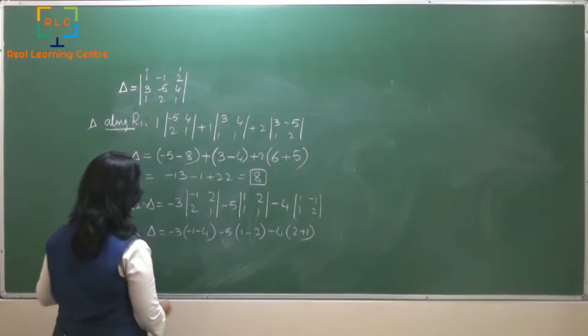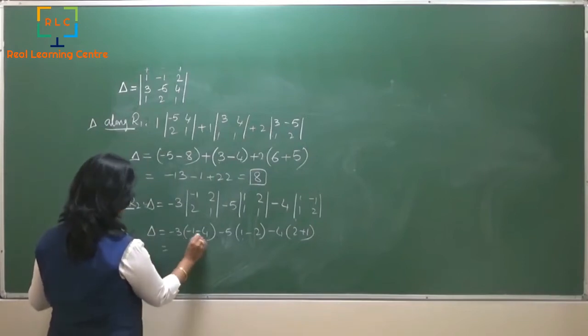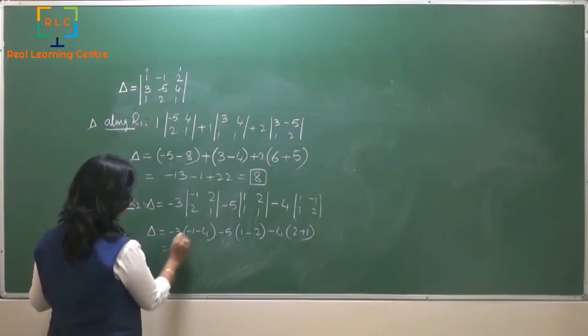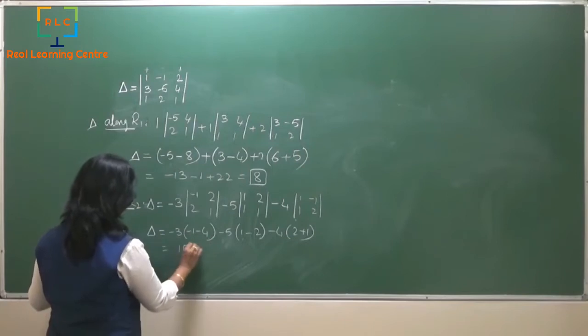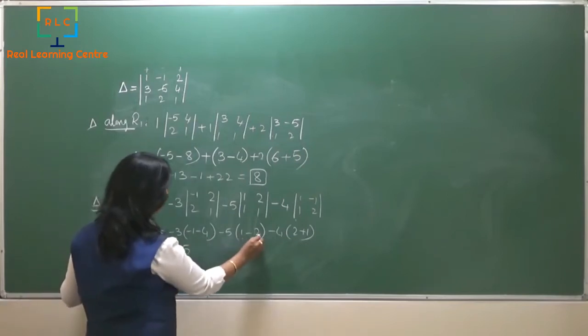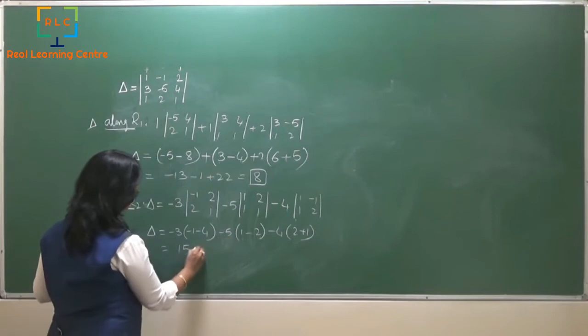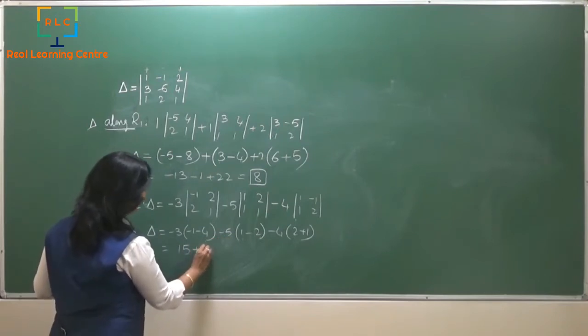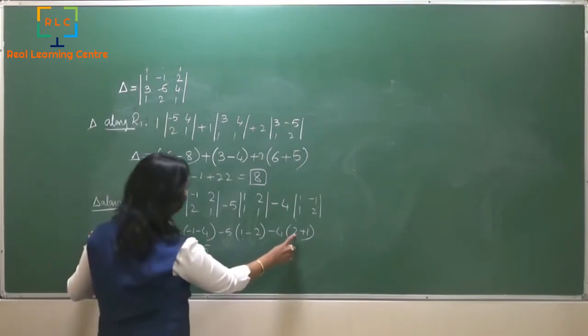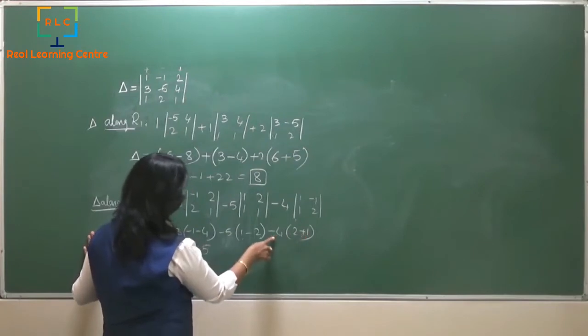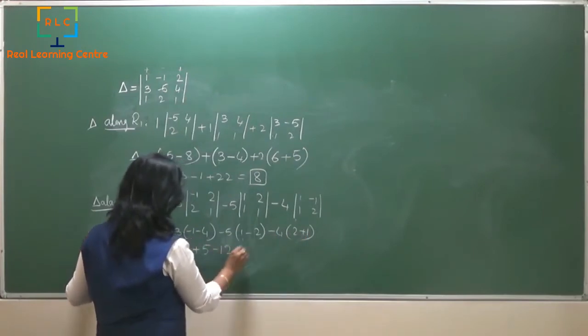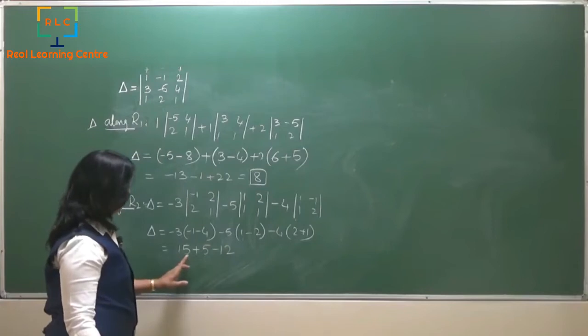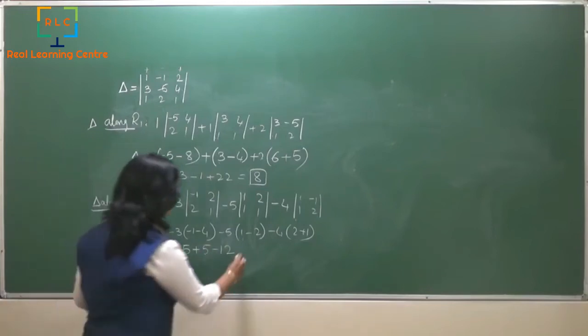So let us see what this is equal to. It's equal to minus 1 minus 4 is minus 5, into minus 3 is plus 15. 1 minus 2 is minus 1, minus 1 into minus 5 is plus 5, and then 2 plus 1 is 3, 3 into minus 4 is minus 12. So this is 15 plus 5, 20, 20 minus 12 is equal to 8.